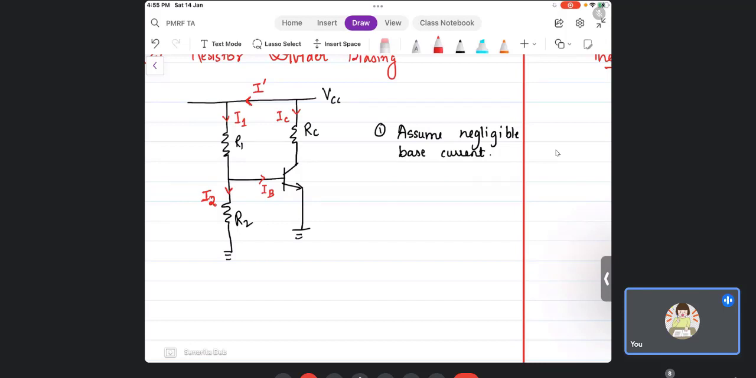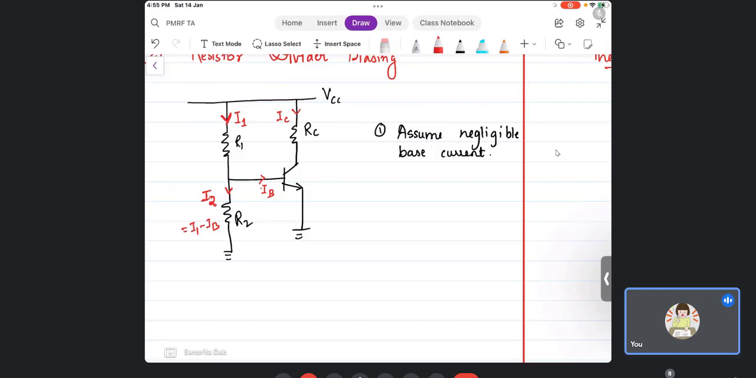Now I1, actually this will be I1 only. I should not put it as I dash. It is the same thing. So this current is I1, which is the main current entering, and this is IB, and I2 is nothing but I1 minus IB.